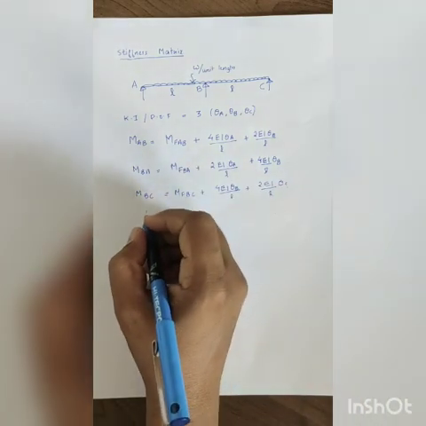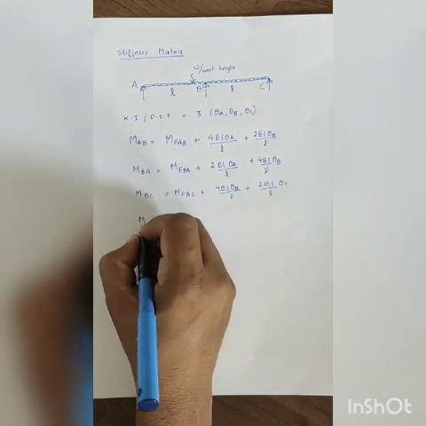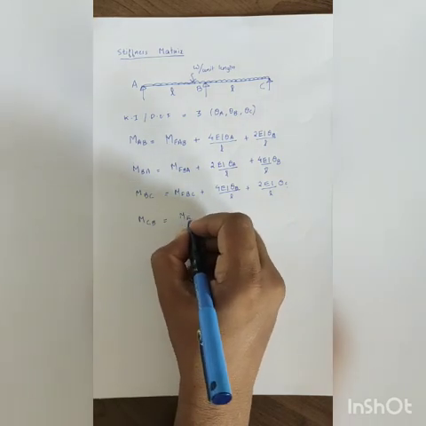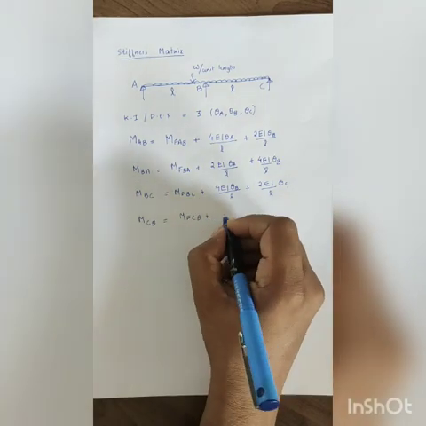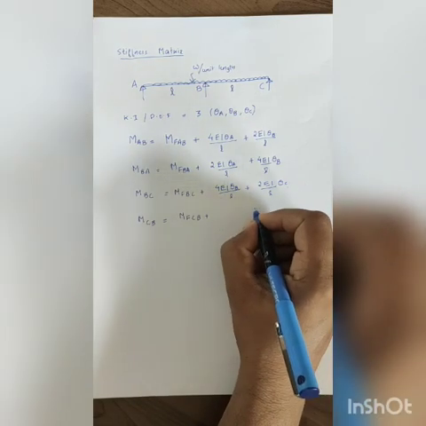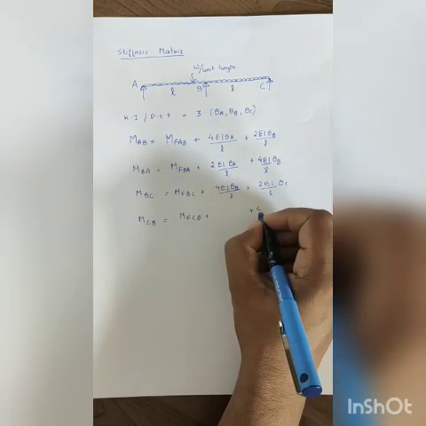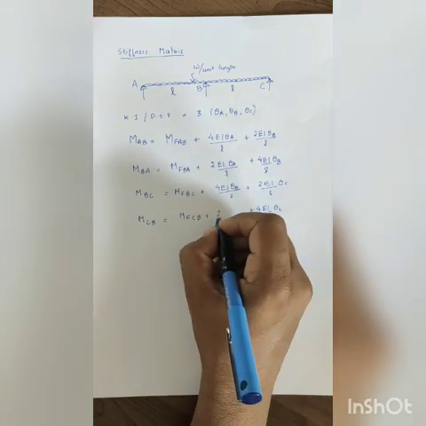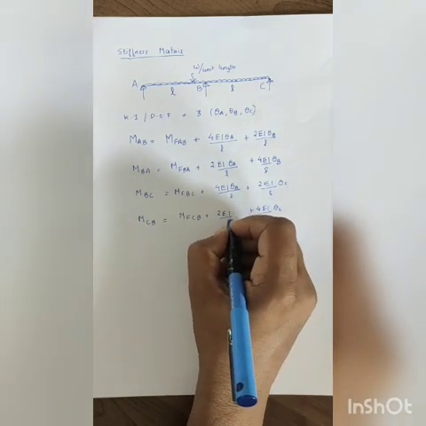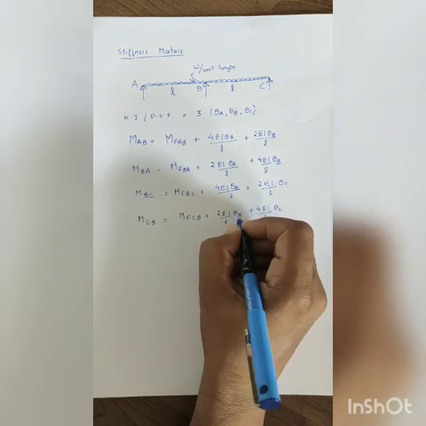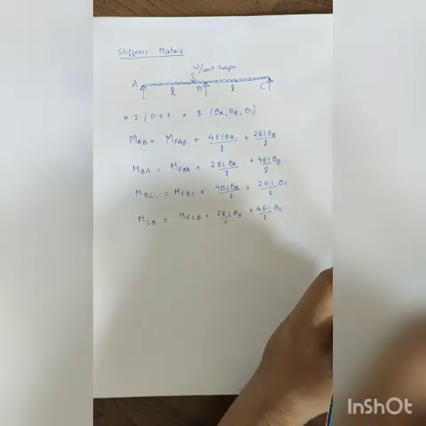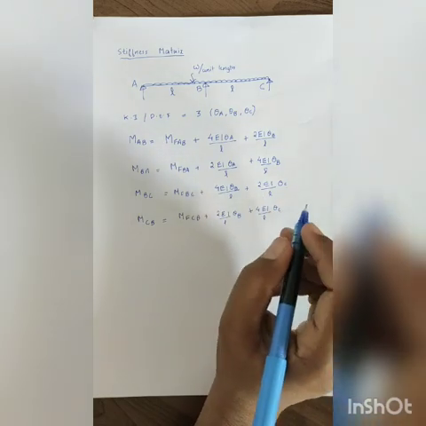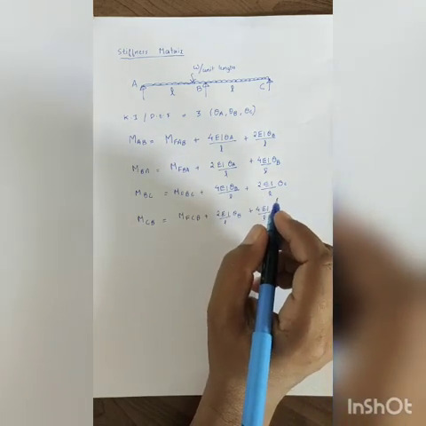Now we have one more thing, MCB, which is equal to MFCB plus 4EI by L theta C plus 2EI by L theta B. So these are actually the slope deflection equations. So these are actually the force displacement conditions. Now we are going to write the equilibrium equations.